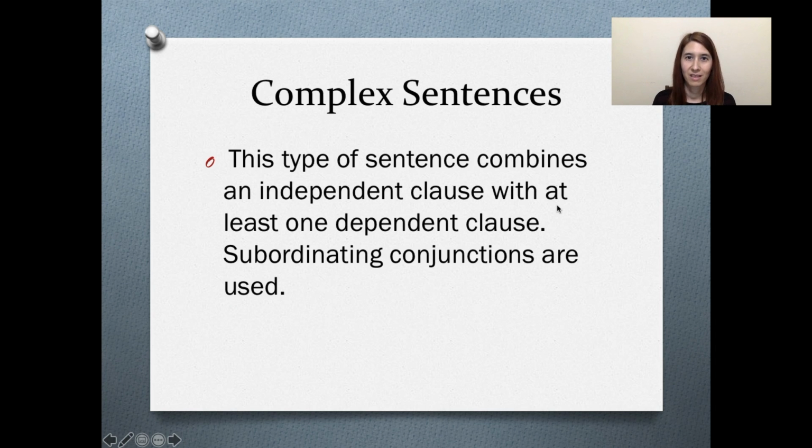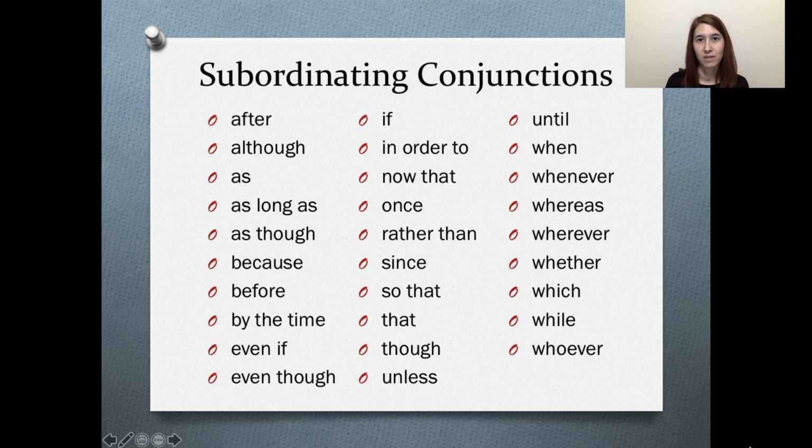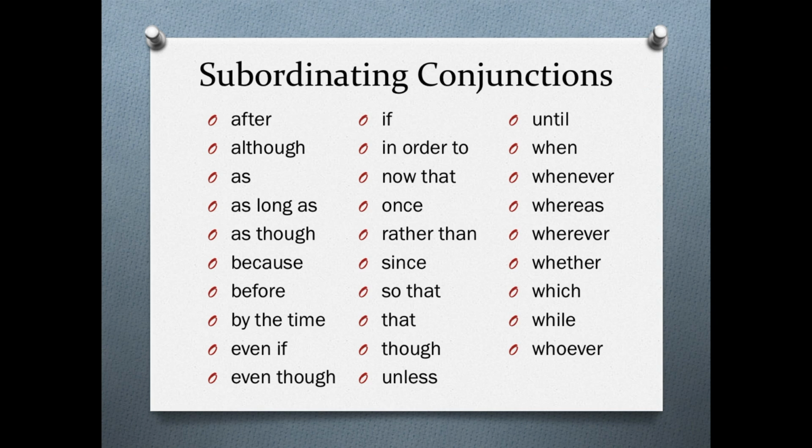Okay, let's move on to the last sentence type, complex sentences. So this type of sentence combines an independent clause with at least one dependent clause. Subordinating conjunctions are used. So you learned coordinating conjunctions earlier, like FANBOYS. This is going to be different. These ones are what we call subordinating conjunctions. And on this page, I'm giving you a lot of them.